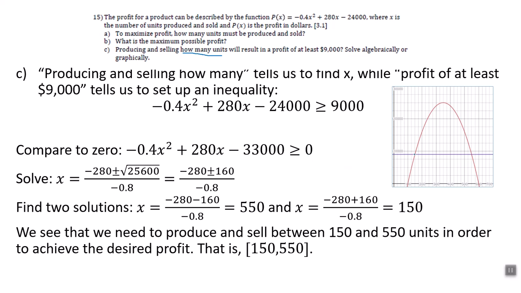And this is where I use the graph. So here we have our 150. Here we have our 550. And we can see that's exactly where the parabola intersects the 9,000. So where is our quadratic greater than 9,000? It's between these two values. Between 150 and 550, the graph of the parabola is above the graph of 9,000. So in order to achieve our desired profit, we need to sell between 150 and 550 units.